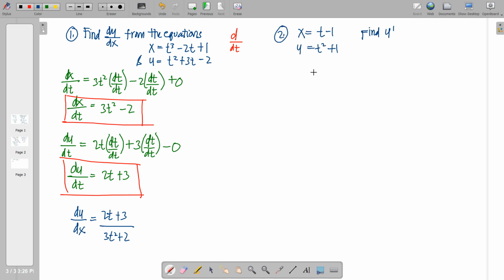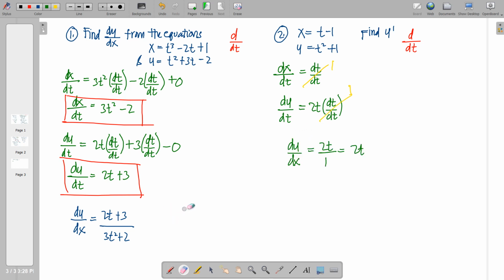So another example, we have another equation, x and y in terms of t. We are going to find dy over dx or y prime. So again, we'll just have to execute d over dt here on both the x function and the y function. Hence, dx over dt is simply equal to dt over dt, or that equates to 1. Then dy over dt is simply 2t dt over dt, or simply equal to 2t. And in here, you can see that dy over dx is 2t all over 1, or that is equal to 2t.